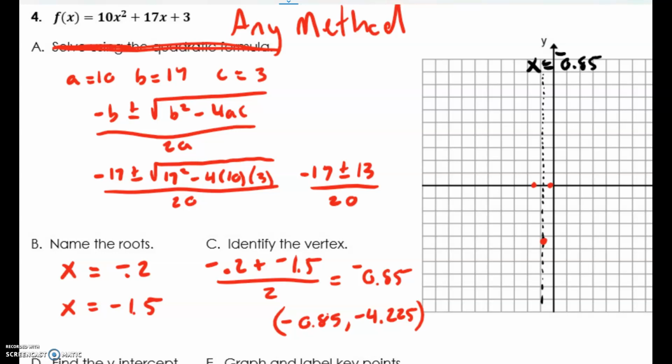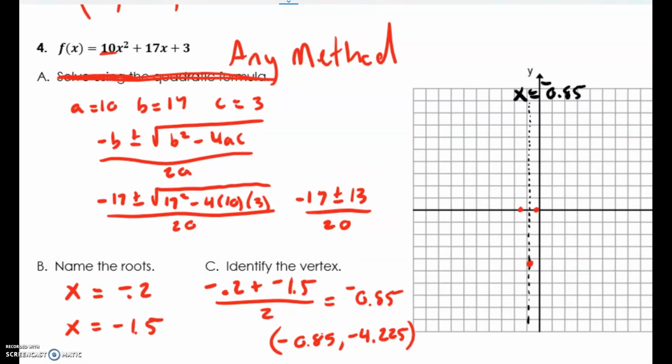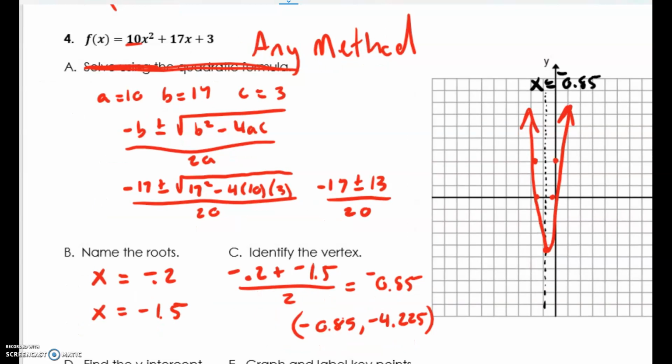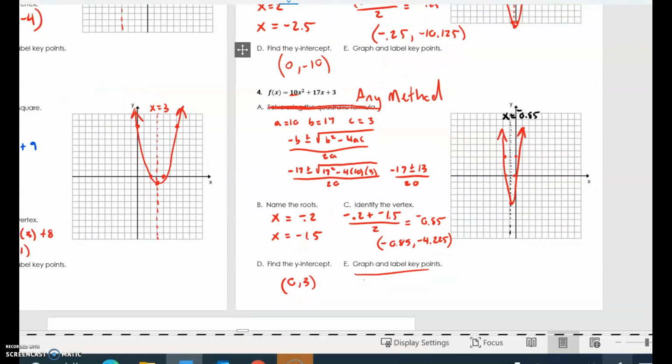Okay, this is really steep because of this multiplier, so this is another steep one like the first question we did. And then the y-intercept is at 3. 1, 2, 3, plot a point. Reflect that over. This is 0.85 away, so it's going to be 0.85 on the other side of this line, so about right in that area. And now I've got 5 points that I can connect to make my parabola. I do need to write down my y-intercept right here so I don't forget. The y-intercept was 3, so 0, 3. And we went ahead and graphed and labeled everything.